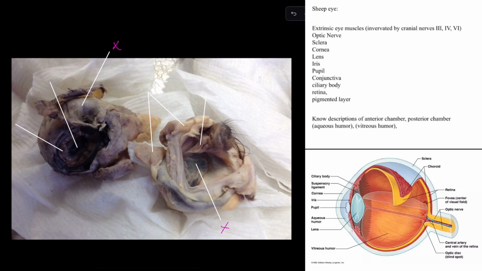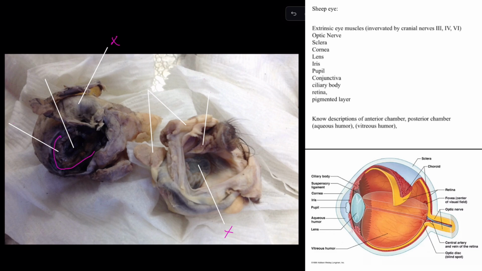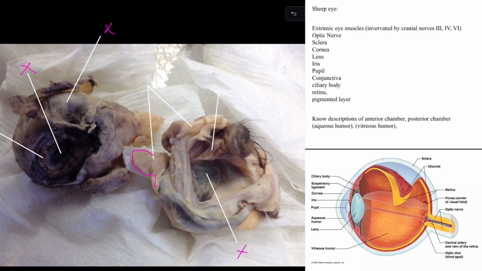Once you remove the cornea, it exposes the iris. And then here is that little hole. That right there is the pupil. Hold on, give me a second. Okay. These little things over here are called the extrinsic eye muscle.